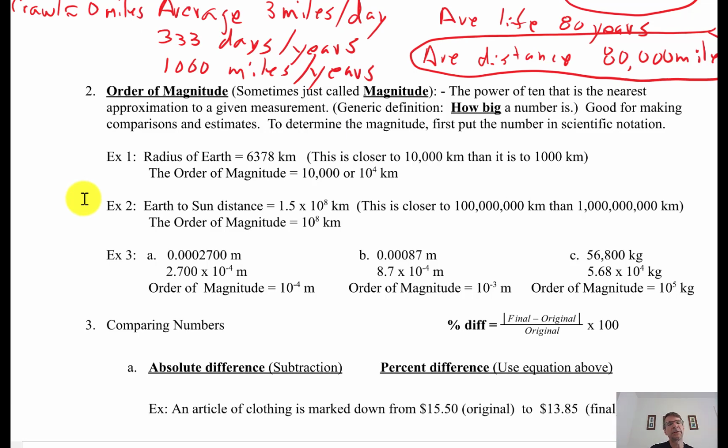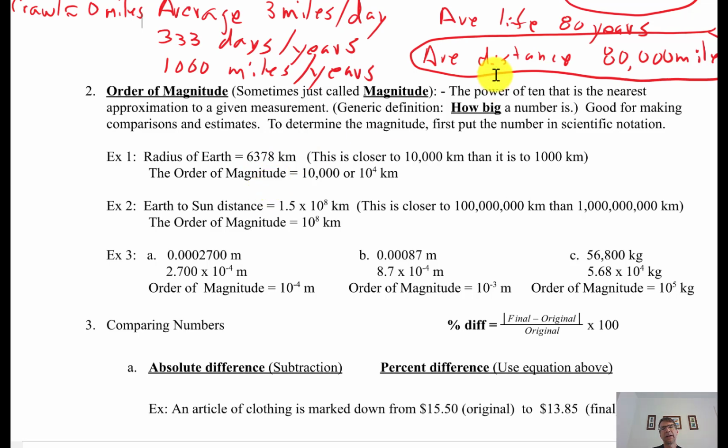To do order of magnitude more rigorously, mathematically, you always put the number in scientific notation. Here's some examples. That's the best way to do this. The radius of the Earth. By the way, it's around 4,000 miles. So kilometers are a little bit vague to you probably. Maybe not, I don't know. But miles I can relate to.